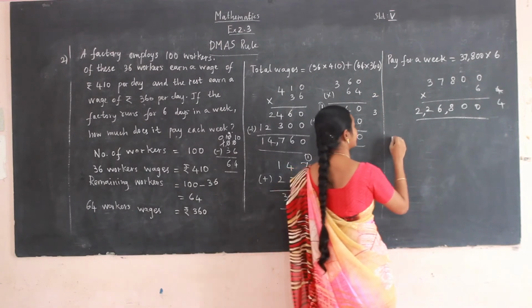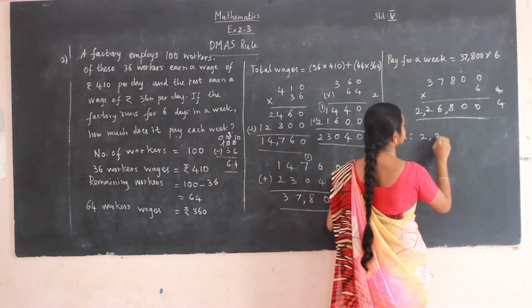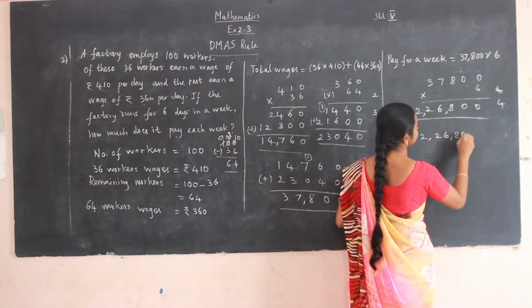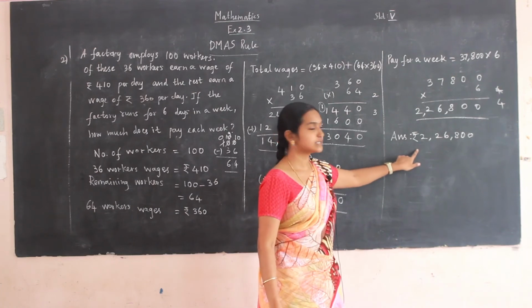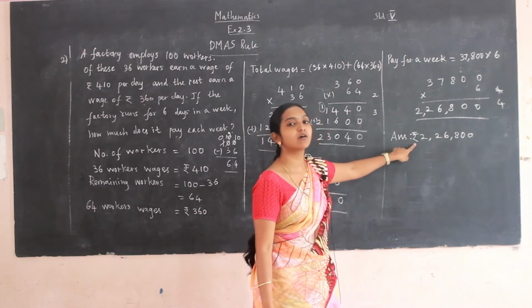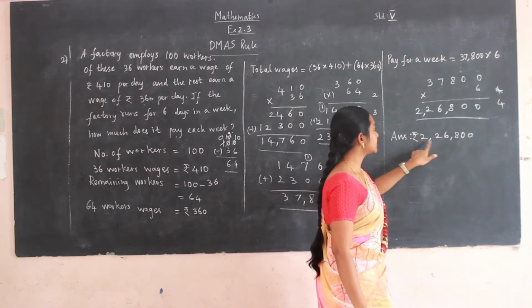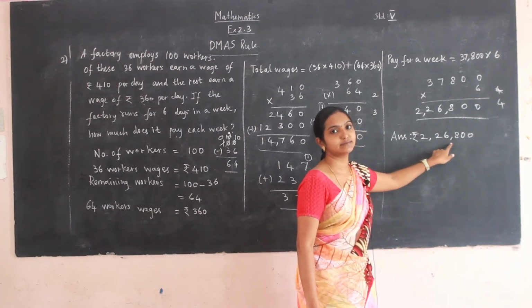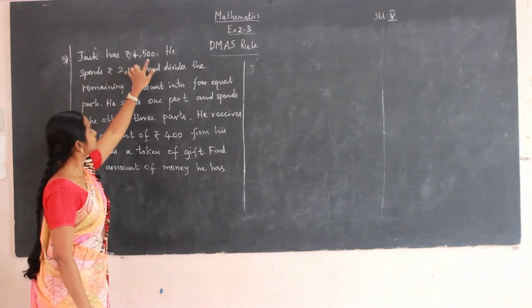So the answer is 2,26,800. We have to write the rupees notation before the number because it is money. So pay for a week is rupees 2,26,800. The third question is Jack has rupees 4,500.